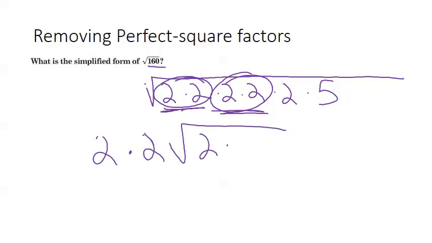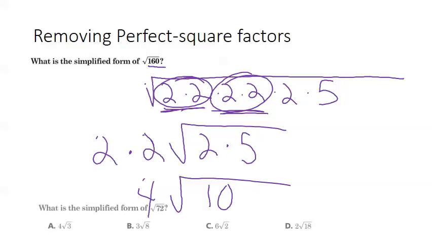So what do we get? Well, 2 times 2 is 4, hopefully you know that, and 2 times 5 is 10. So 4 times the square root of 10. This is the simplified version. So there are two ways to do it. Let's move on.